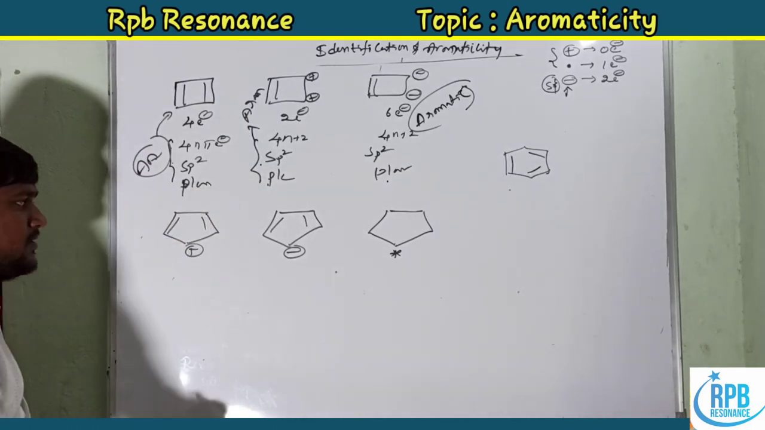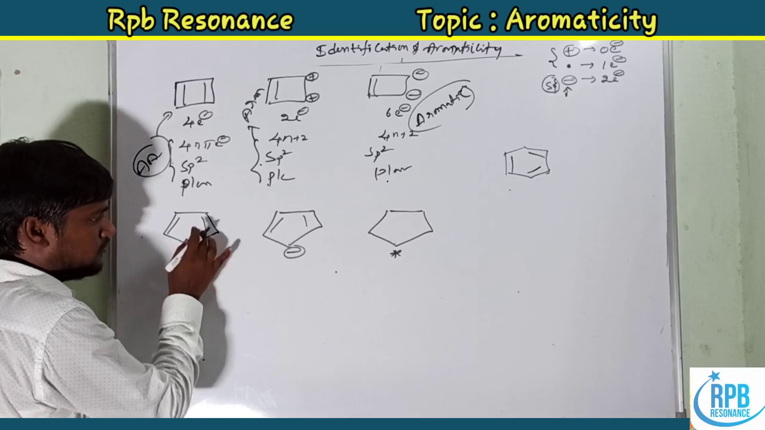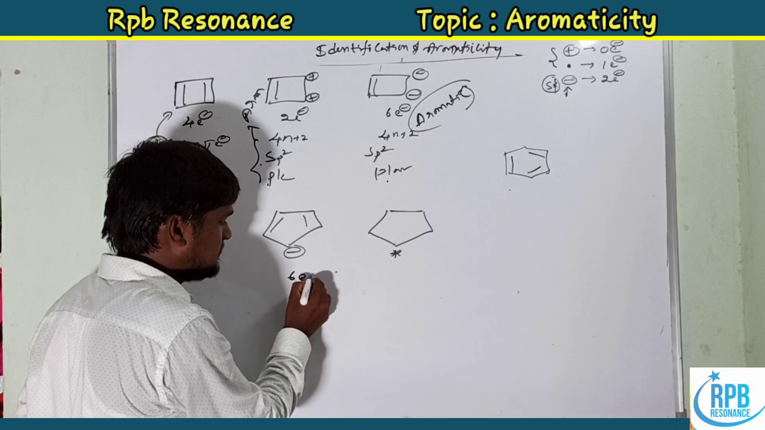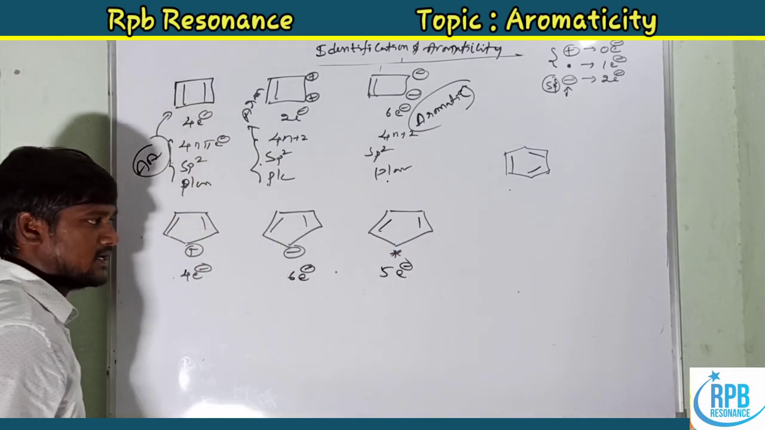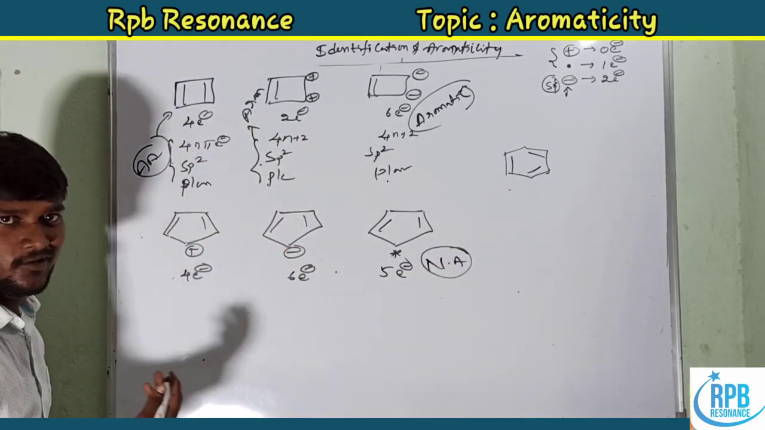Now in case of the 5-membered ring, let's move on to the calculation of electrons. Here 4 electrons: 2, 2, 4 electrons; plus is 0 electrons; 2 plus 2, 4 plus 2, 6 electrons; here 5 electrons, that means an odd number of electrons. An odd number of electrons cannot be aromatic, so this is non-aromatic. Now let's move on to the 4 electrons and 6 electrons.